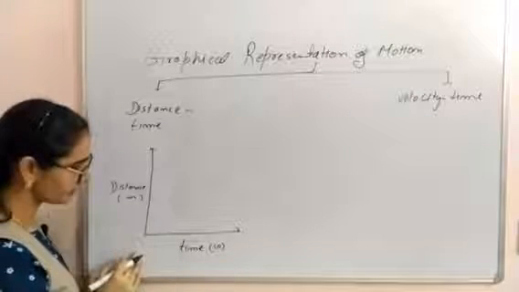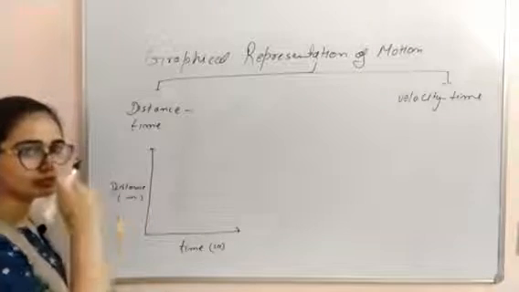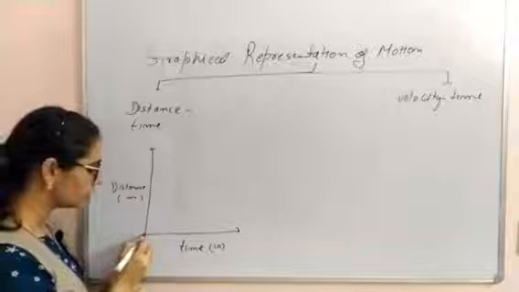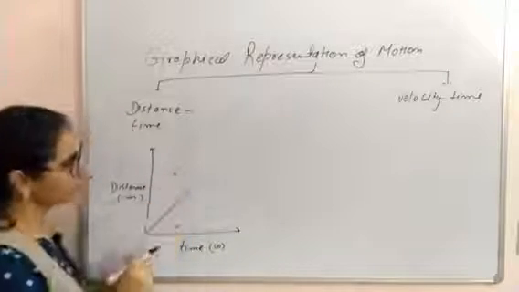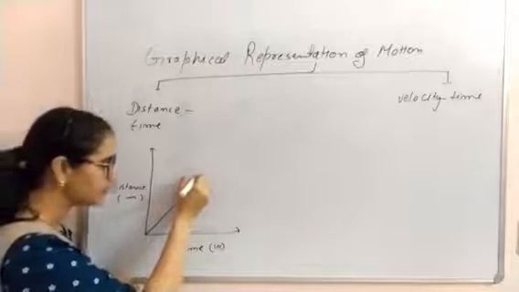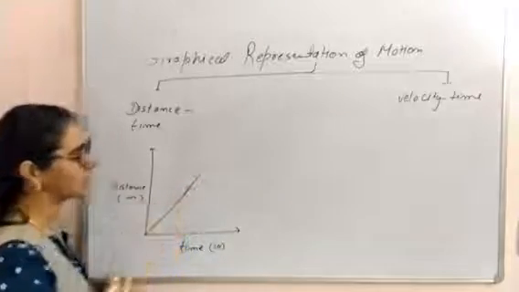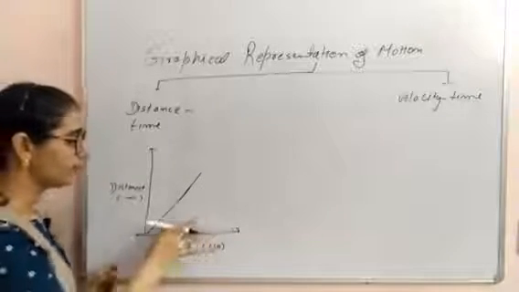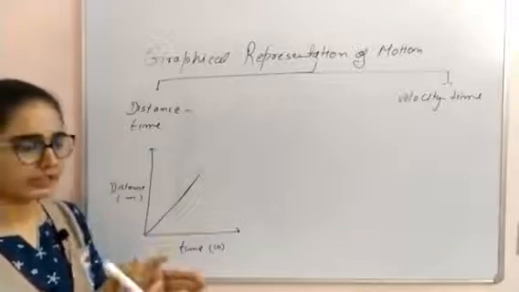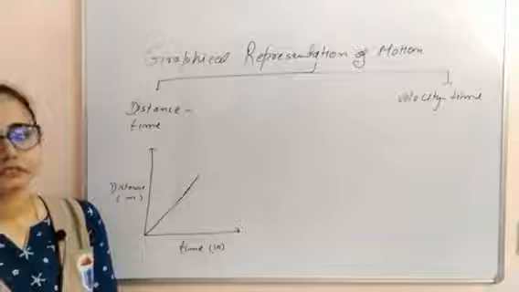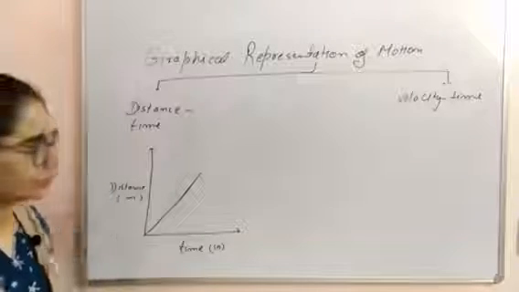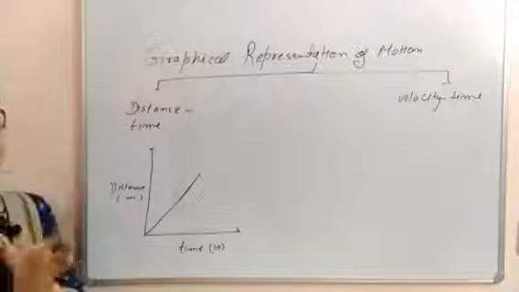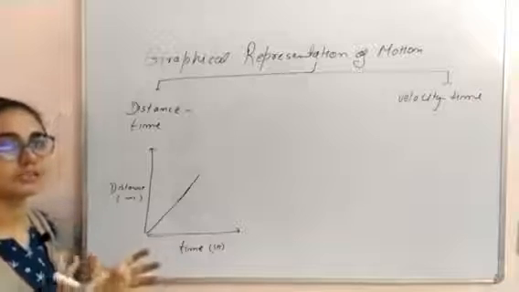There could be several methods for representing the distance time graph. I am taking one of the simple methods, the uniform motion. In uniform motion, equal distance is covered in equal intervals of time. The two quantities are directly proportional to each other: if one increases, the other increases; if one decreases, the other decreases. If the distance covered by an object is equal in equal intervals of time, we call such motion uniform motion. A simple graph like this can completely give you information about the type of motion.